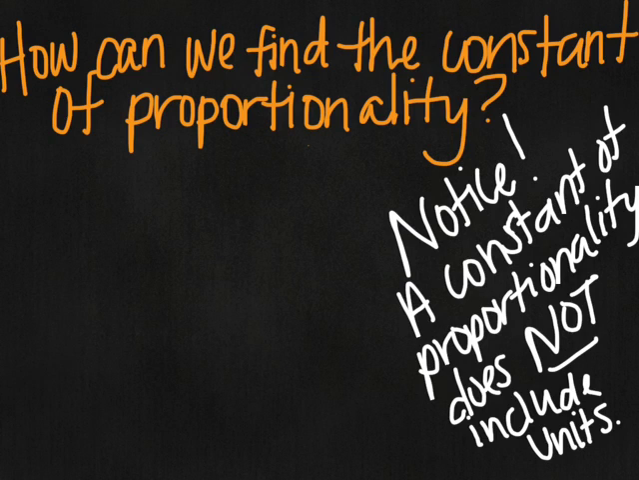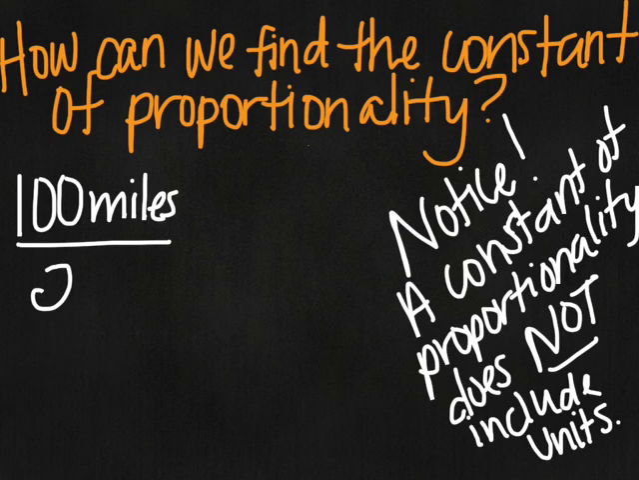So let's do an example. Let's say that I drive 100 miles in 2 hours. And the problem is asking me to find the constant of proportionality. Well, I could do lots of different things. I could make a table, I could make a graph. Those are some of the things that we're going to end up doing in the next couple of days. But for today, I'm going to start with unit rate because that's something that I already know how to do.